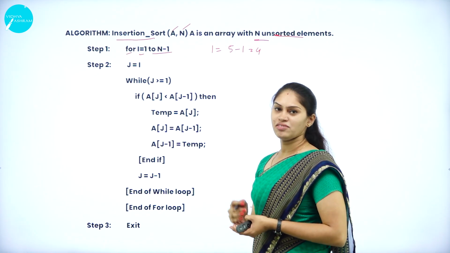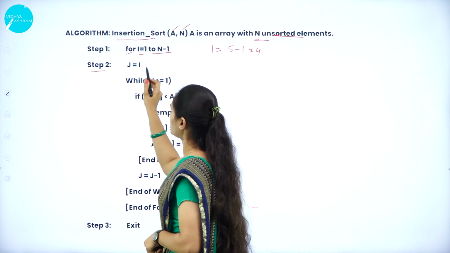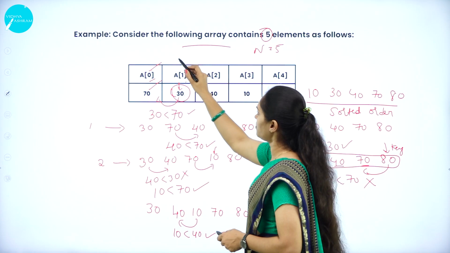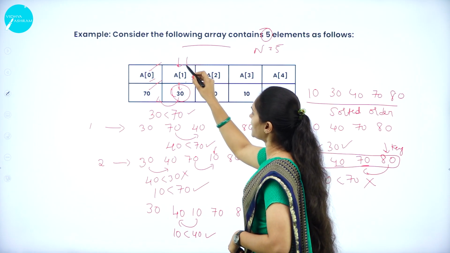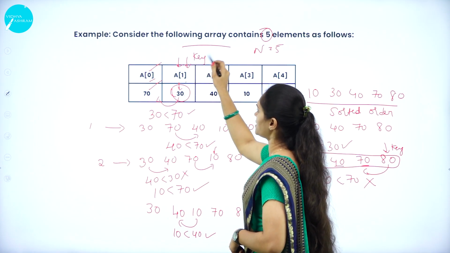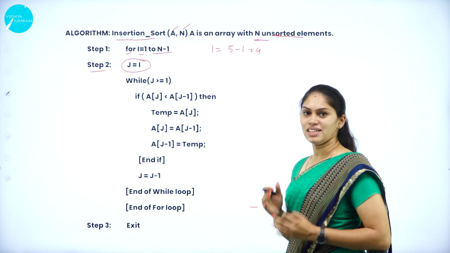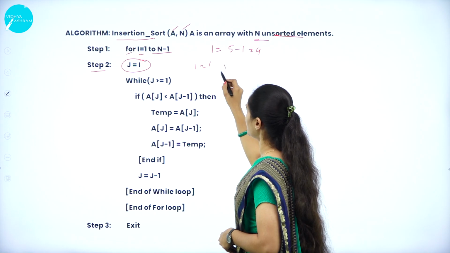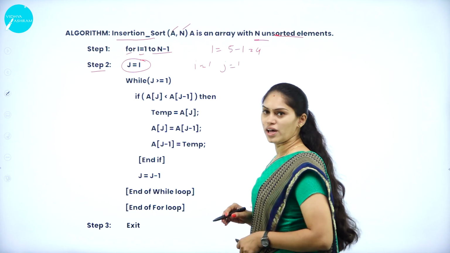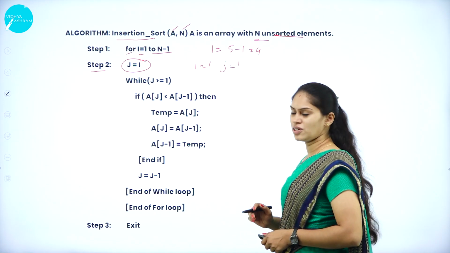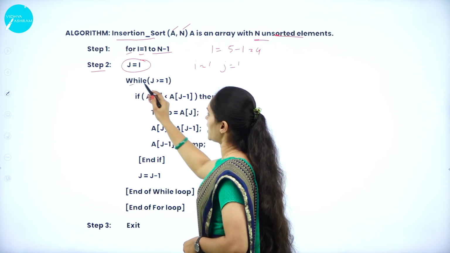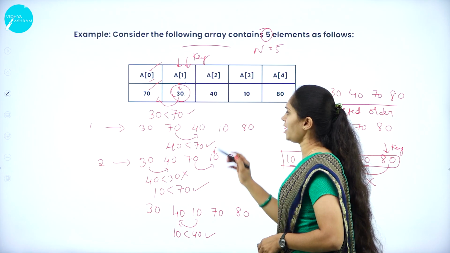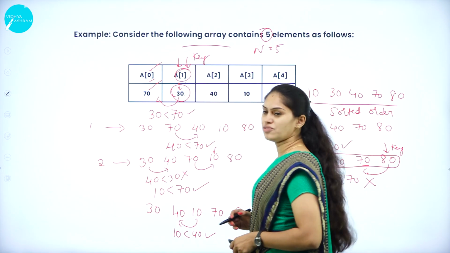So this is regarding the first step. What we have in step 2 is j is equal to i. That means this will be my first index, and along with that, this will be my key element itself. That is what j is equal to i means. For example, if i is equal to 1, then j is also equal to 1. And we are going to check while j is greater than or equal to 1. Why? It has to start from the first position.